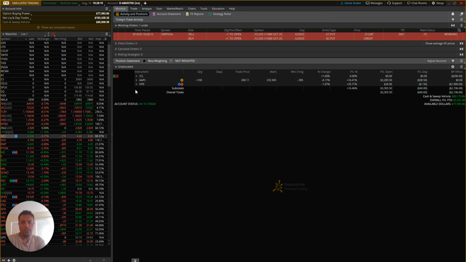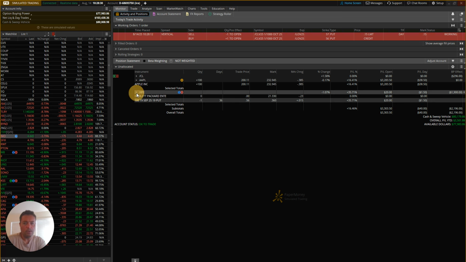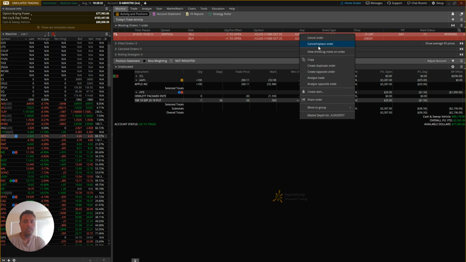I already have some positions here. I have a long Apple here, which I bought to show in some of the videos, and then I have an HP position. I don't know what I'm doing with that one, but anyway, okay. Let's just take one tick less just to get it filled, because I want to show you how to adjust this trade if it goes down, and when to actually adjust it.